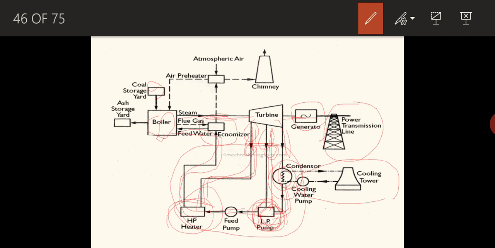So the water after coming after the condensation from the cooling tower is slightly heated in the low pressure pump, then again heated in the high pressure heater, then finally its temperature is raised to a very high temperature in the economizer. But still in all these portions, the state of the water will be in the liquid state only. So that high temperature water is finally fed into the boiler, that is being heated inside the boiler.